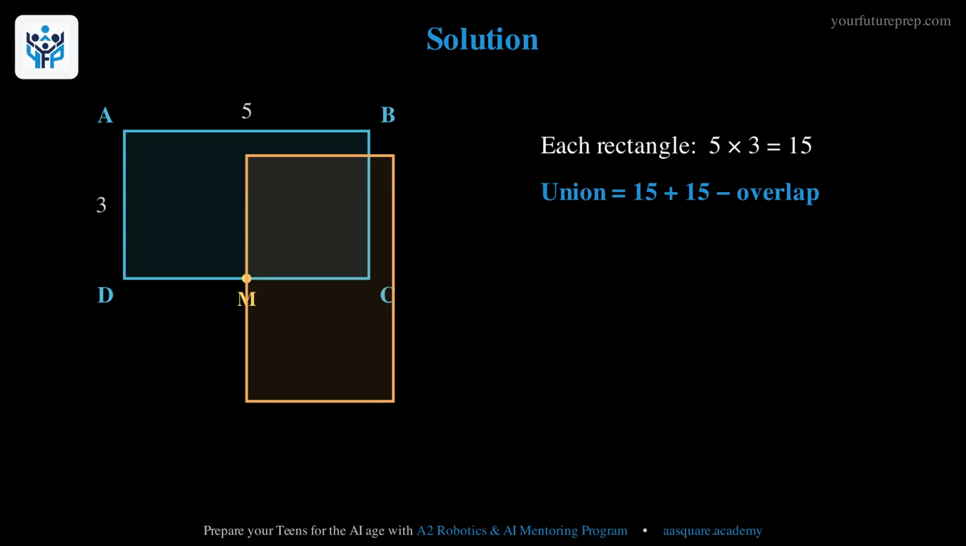If we just add them, 15 plus 15, we double count the piece where they overlap. So the union is 15 plus 15 minus the overlap. The overlap is this shaded rectangle.